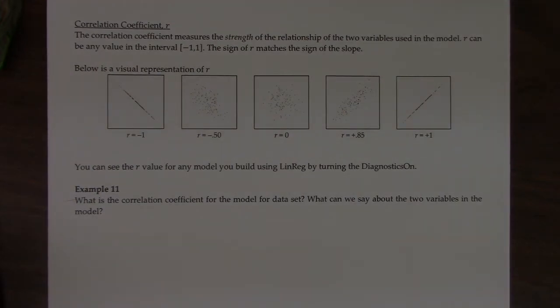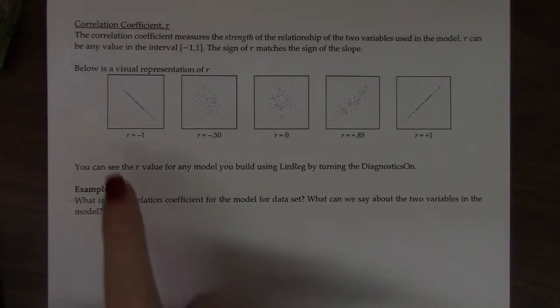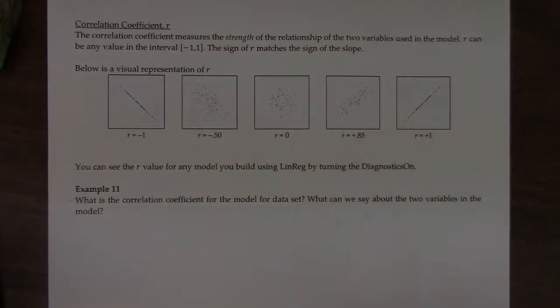The correlation coefficient, or R, measures the strength of the relationship between the two variables used in the model. R can be any value in the interval between -1 and 1 included, and the sign of R will match the sign of the slope. So what we're really talking about when we talk about how weak or strong or how highly correlated something is: do they have a strong or weak relationship? So I've actually provided you here with 5 visual representations of the correlation coefficient.